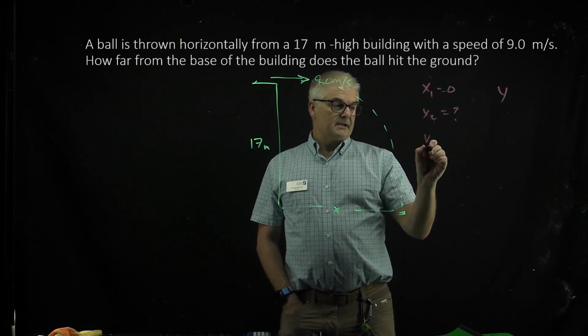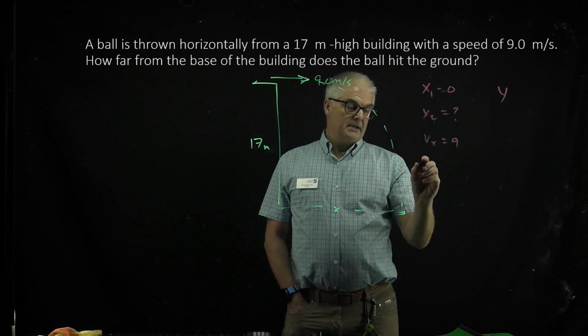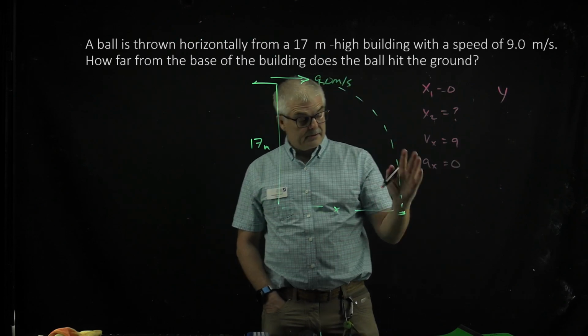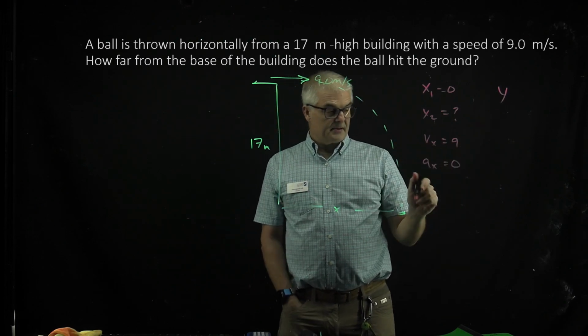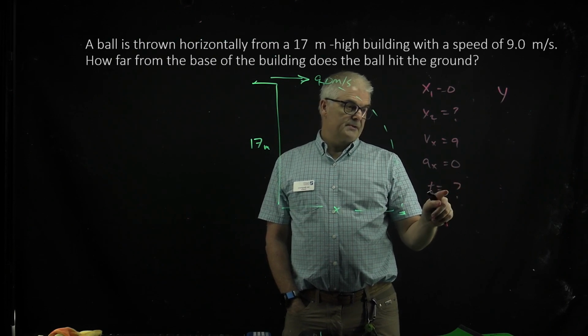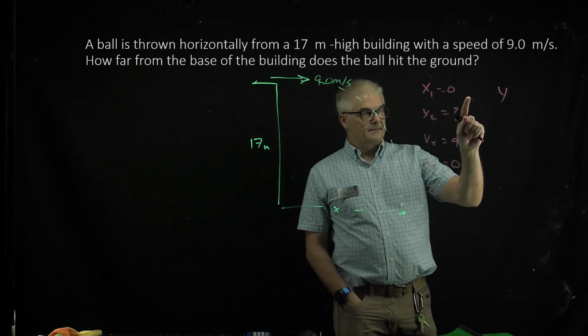What's Vx? In the x direction, V is 9. Acceleration, of course, in the x direction is 0. Always that's the case. The y has an acceleration, and the time we don't know yet. Ultimately, if you know this, you can solve for this, okay? But to find this, we have to do the y's.